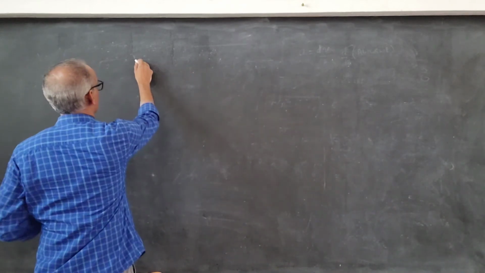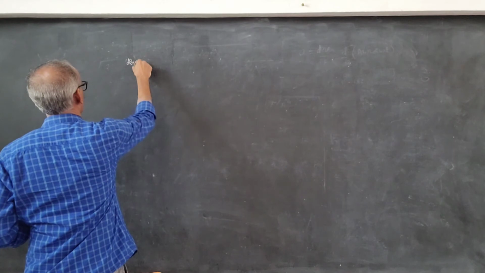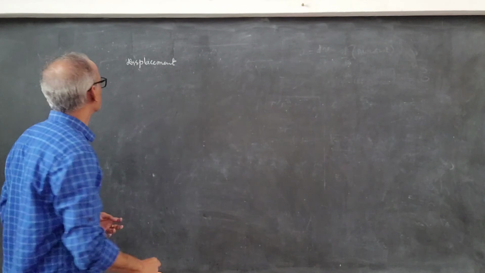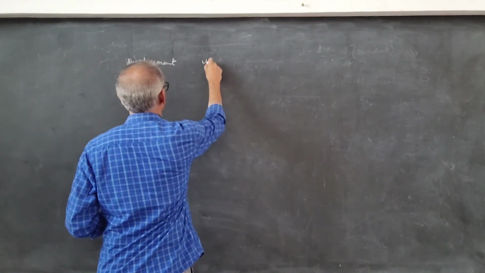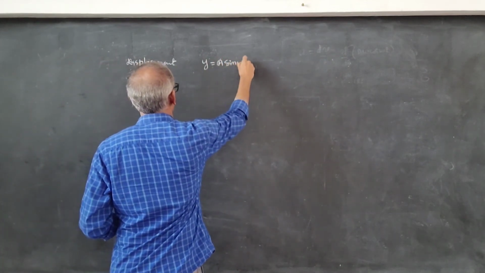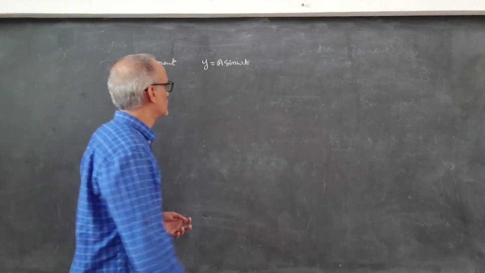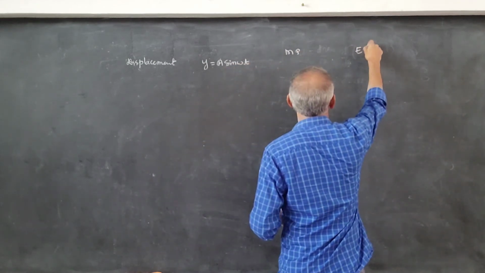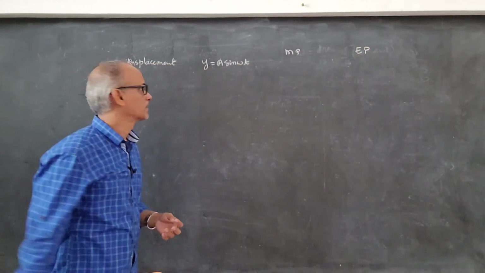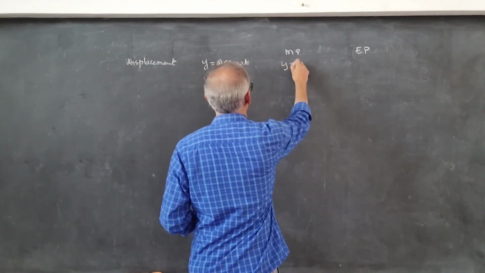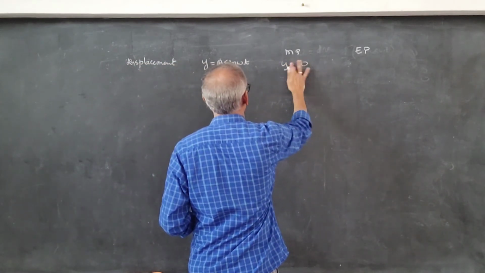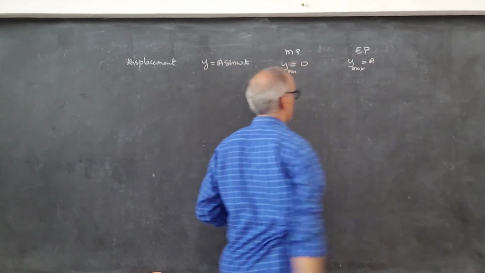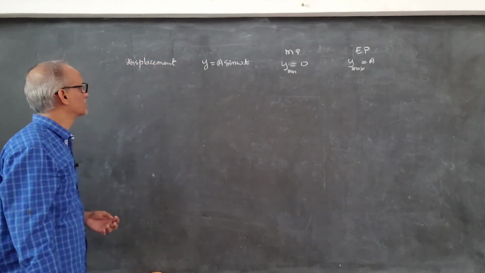So, equation first one is for the displacement, and for displacement the equation is y is equal to a sin omega t. So, whatever that we write here is at the mean position, and whatever that we write here is at the extreme position. So, at the mean position y is 0, which is minimum, and here at the extreme position y is maximum, which is a, and that a is called the amplitude.